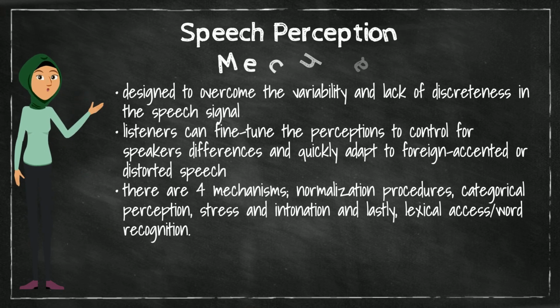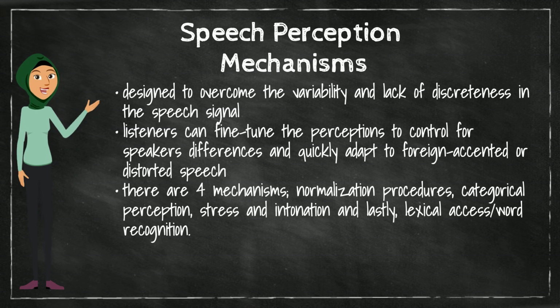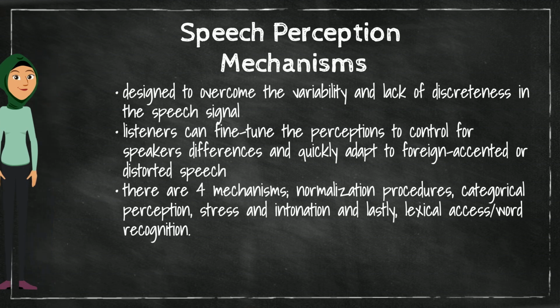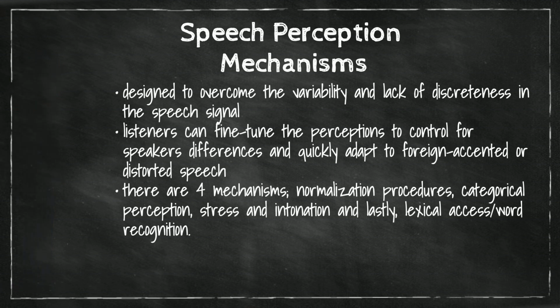Next, let's learn about the speech perception mechanism. The speech perception mechanism is designed to overcome the variability and lack of discreteness in the speech signal. Listeners can fine-tune their perception to control for speakers' differences and quickly adapt to foreign-accented or distorted speech. There are 4 mechanisms: normalization procedures, categorical perception, stress and intonation, and lastly, lexical access or word recognition.